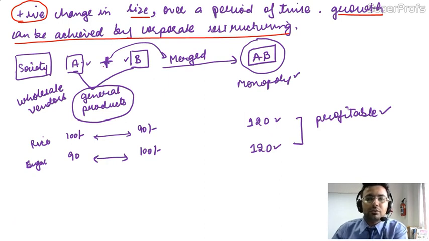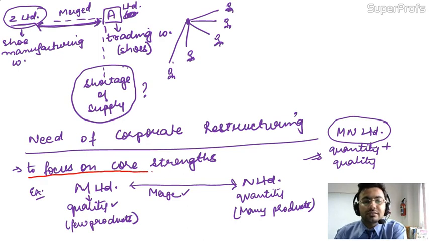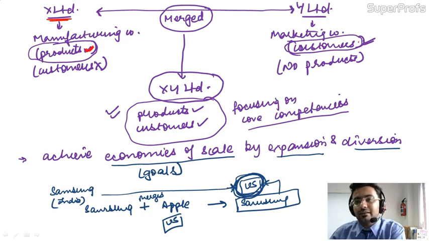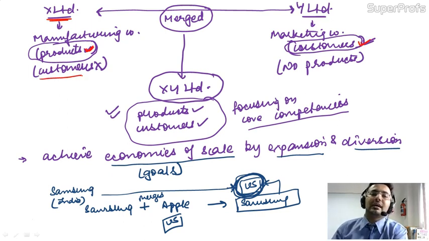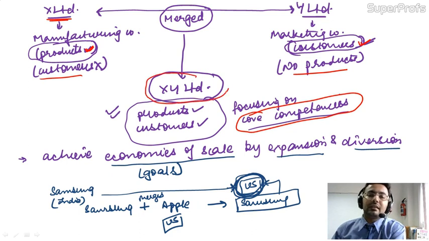Hope I do not need to repeat the examples now. Got it? I will not repeat the examples. So, after that, the need of corporate restructuring is to focus on core strengths. Basically, there were two companies. They have quality, they have quantity. Once they merge, they will have both quantity and quality. X Limited was manufacturing products and they were getting customers. Both of them were different. They do not have customers. They have no products. So, they were focusing on their core competencies. Now, both of them got merged and after that, they have products and consumers, both of them.